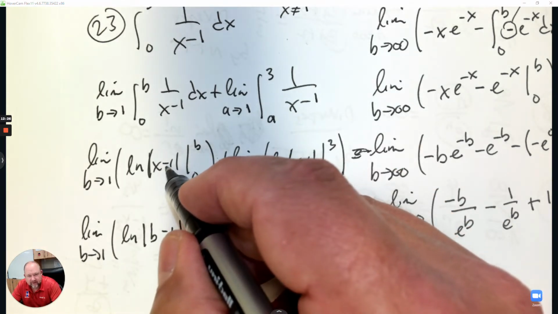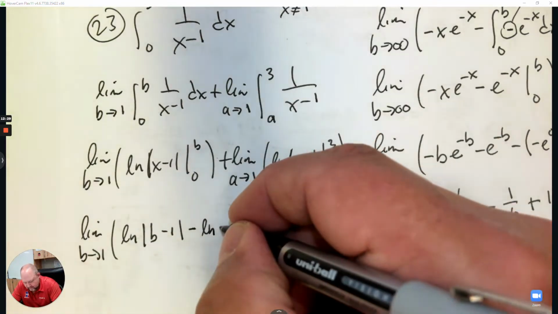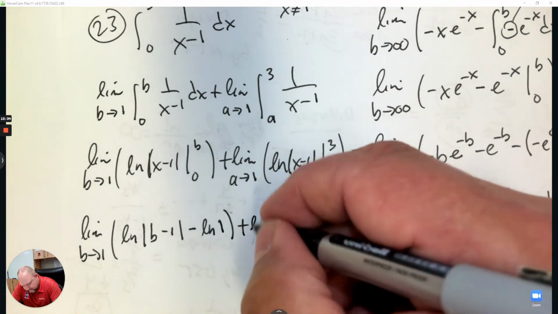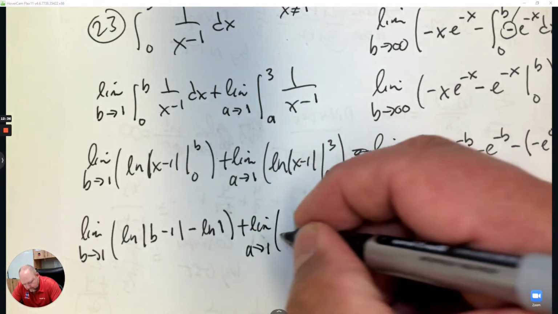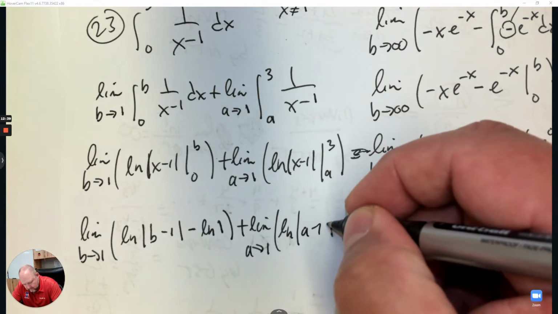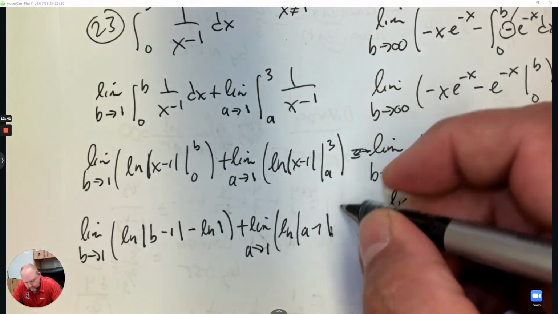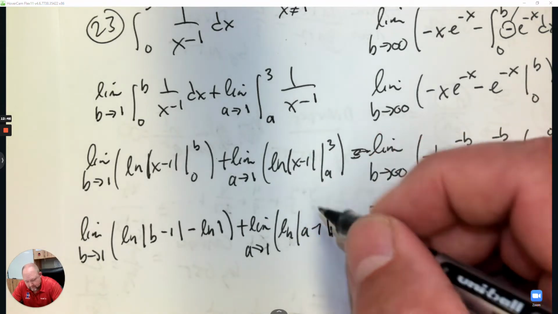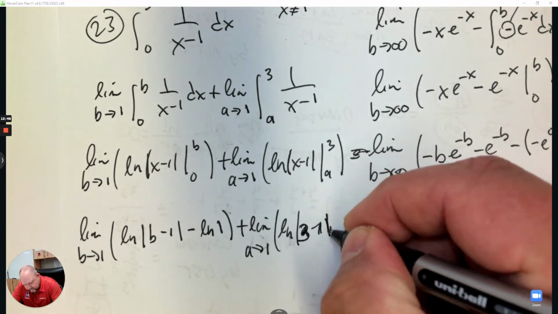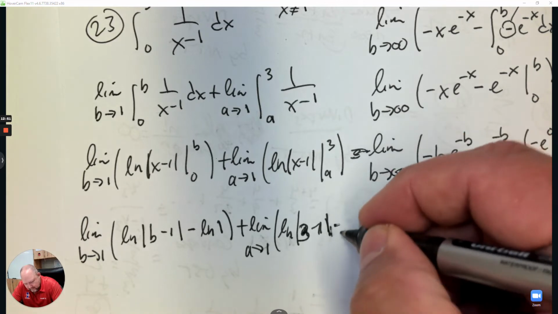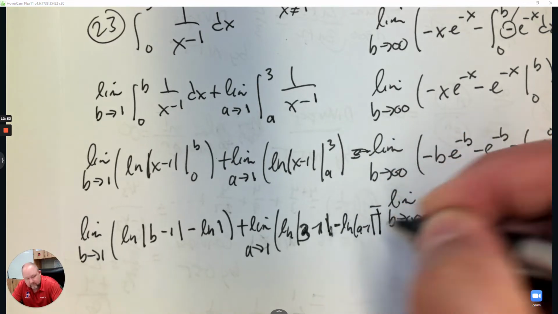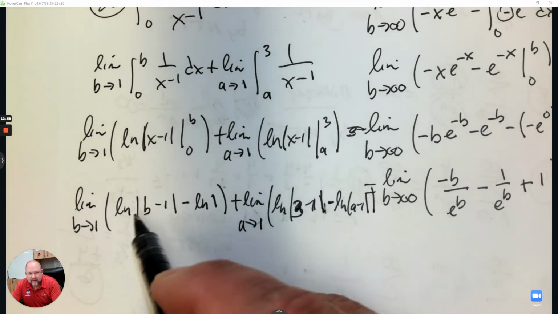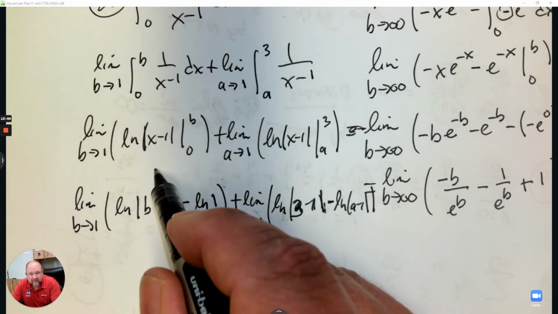Zero take away 1 is negative 1, and the absolute value of negative 1 is 1. Same thing here. First I was going to plug in 3, right? So 3 take away 1, subtract ln a minus 1. And then look at it. What's the problem? When it approaches 1, it's still undefined.